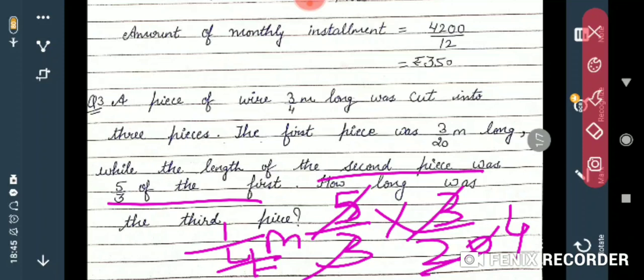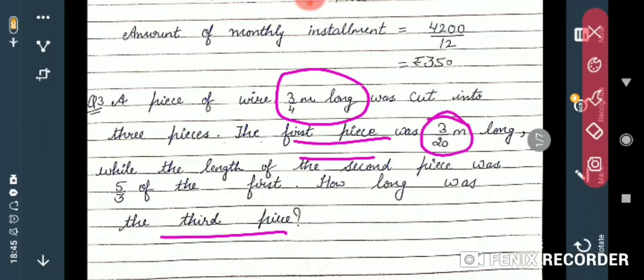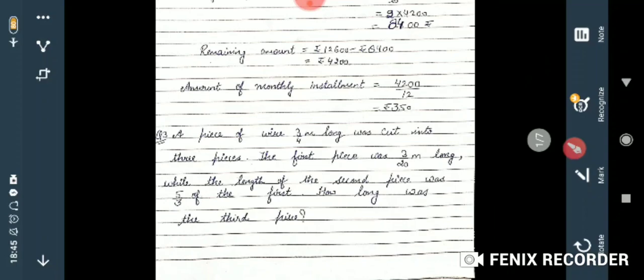How long was the third piece? So what do you have to find? You have to find the length of the third piece. Just see in the question, the total length of the wire is given, the first piece is given, the second piece you have found out, 1/4 meter, and what do you have to find? The third piece. So let's do the solution.